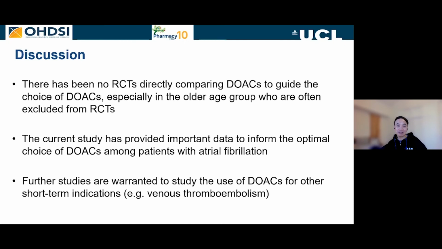Because there's no RCT, and I also do not expect to see a major number of RCTs in the future, because no company wants to run a direct comparison against another new drug comparator, as this is a really risky business, the current study provides very important evidence to guide clinicians in using these drugs for atrial fibrillation. But having said that, we think we also need further study looking into short-term indications, because what we looked at here is atrial fibrillation, but we know that DOACs can also be used for venous thromboembolism for short-term use. At the moment, again, we have no evidence which one is better or worse.